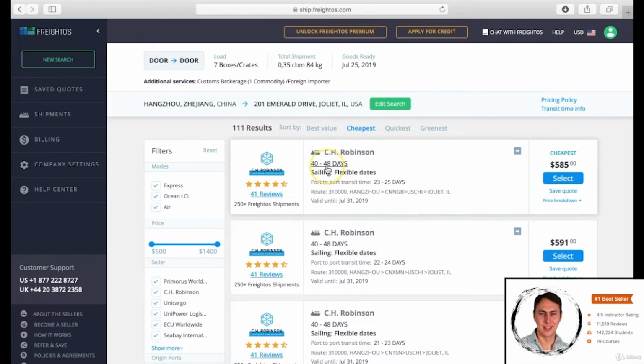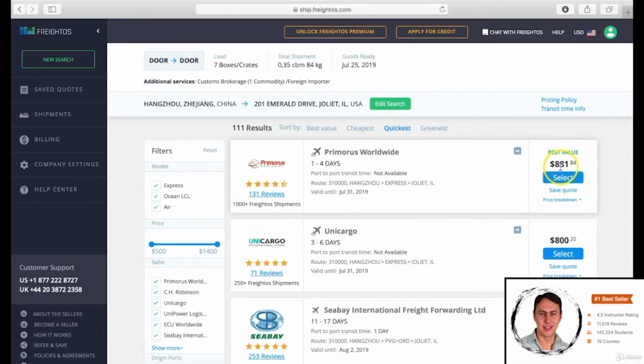You can find the product from China as well. As you see, when you take the products from China, it takes 40 to 48 days and a much higher shipping price. This is the cheapest one. When you have a look at Express One, the quickest one, the price increases to $881. As I said, we already sent the same product from Europe and it took just $300.